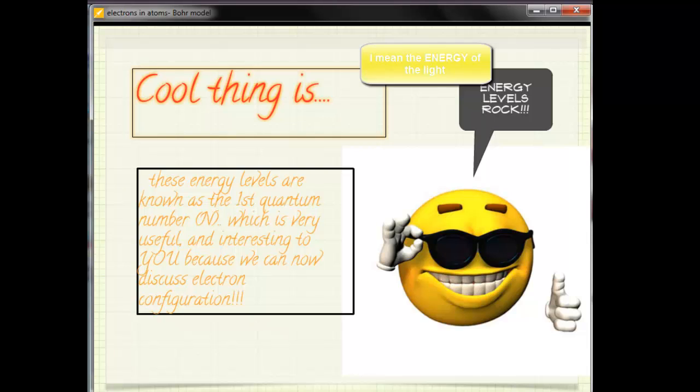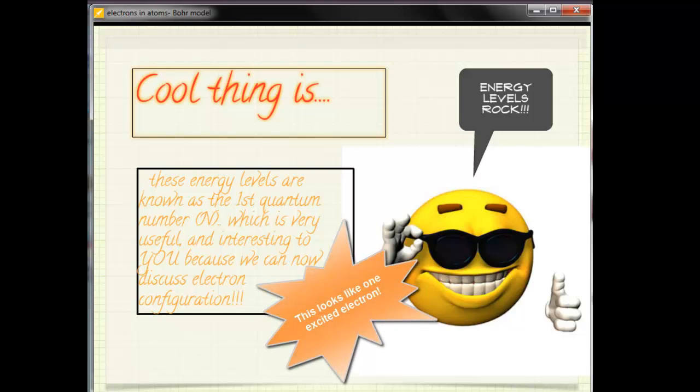Now the cool thing is, these energy levels are called the first quantum number, the symbol of which is n. And this is very useful and interesting to you, because we can now discuss electron configuration and bonding.